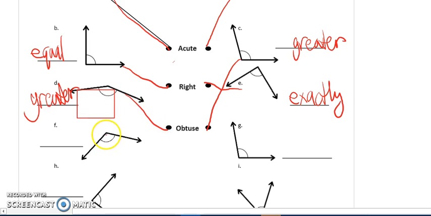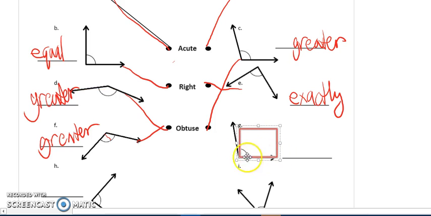I can tell right now that if I put a piece of paper in here, that it's also going to be greater than 90. That means this shape is also obtuse. And let me see if I can move this now to this shape. Now I can line up with the vertex and one of the sides, and I can see that it is in fact greater than 90 degrees, so it's obtuse.